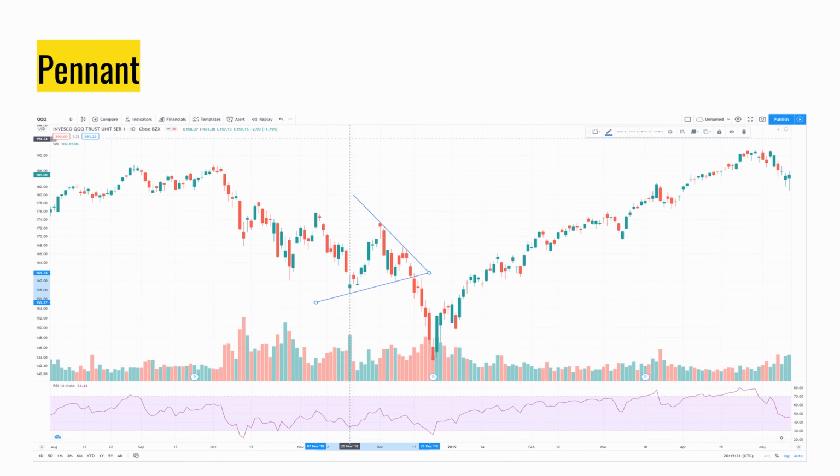Next, let's look at what a pennant looks like. A pennant is basically a small symmetrical triangle. Let's now look at an example. This is QQQ, which is an ETF that mirrors the Nasdaq 100. We see that a pennant is forming. We see that the upper trend line is formed by two lower highs, and we can also see that the lower trend line is formed by two higher lows. Therefore, these two lines would have to converge and take a shape of a triangle.